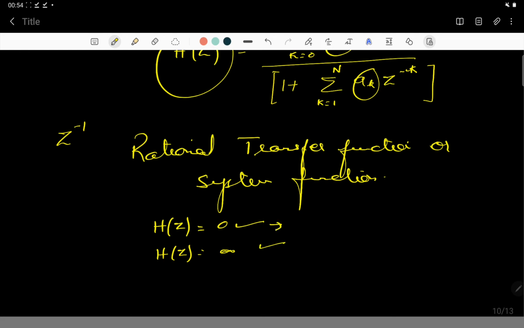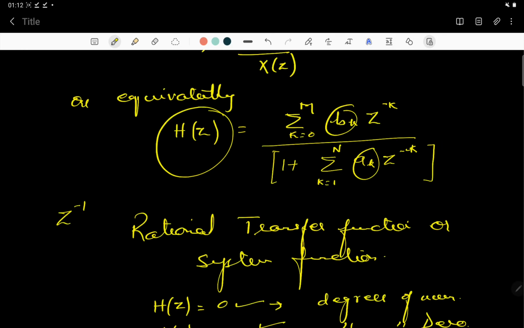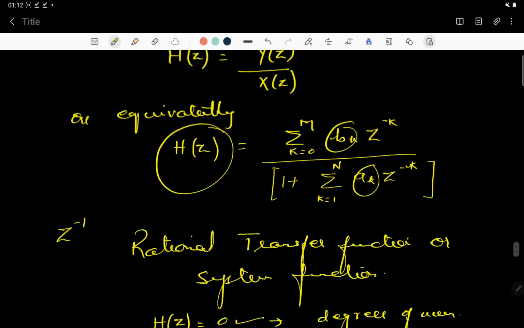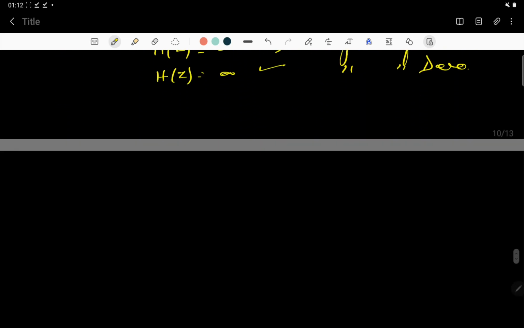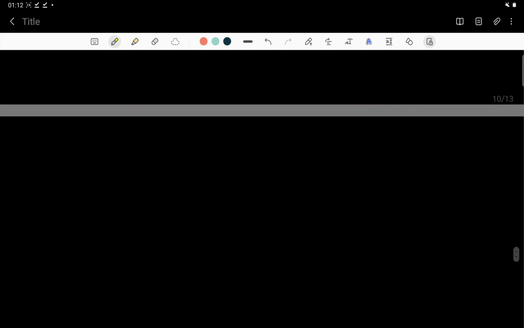All right, these simply depend upon the degrees of numerator and degrees of denominator. Okay, this is the earlier concept which you have studied in the transfer functions, in the control system also. Now, a little more explanation if you want on where this H(z) comes from: you can easily see that we have the equation of a system which is described by an LCCD equation, a linear constant coefficient difference equation.